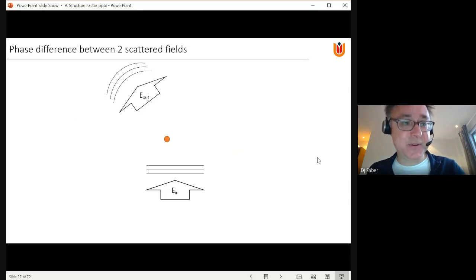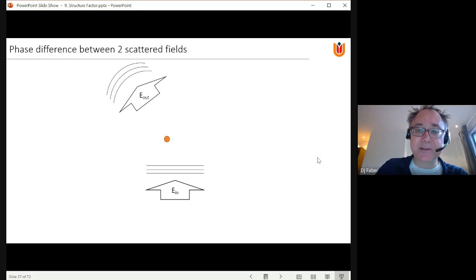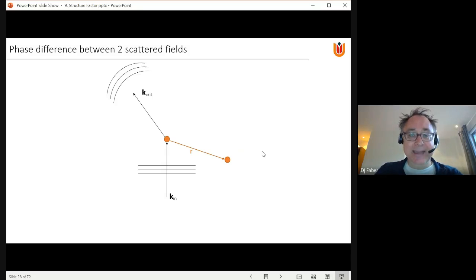I've rotated the geometry a little bit for convenience. This is the first particle illuminated with an incoming field, and there is an outgoing or scattered field in this direction. Then we add a second particle. The incoming field comes along wave vector k in, denoted here in bold because it is a vector. The scattered field, the outgoing field, is denoted by k out, also bold because it is a vector. And the vector that connects the two particles, which should be bold as well, is called r.